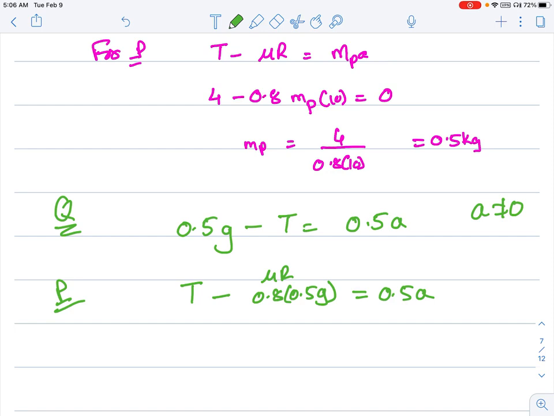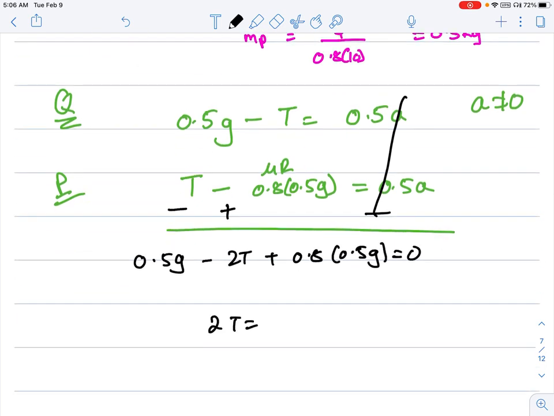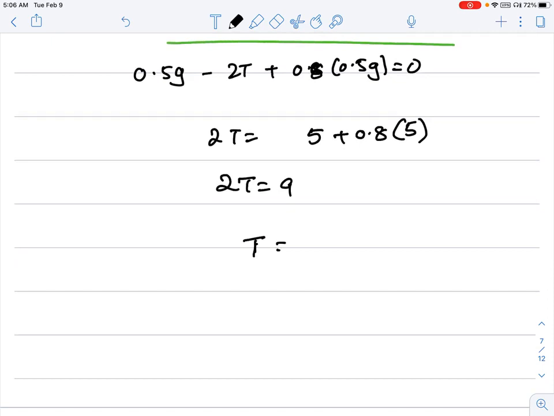From there, I will subtract these two equations. The 0.5 A terms cancel, giving 0.5 g minus 2T plus 0.8 times 0.5 g is equal to 0. So 2T is equal to 0.5 g, which is 5, plus 0.8 times 0.5 g, which is 4. So 4 plus 5 is 9, so 2T is equal to 9, T is equal to 9 upon 2, which is 4.5 newtons. That is going to be the answer for question number 5.